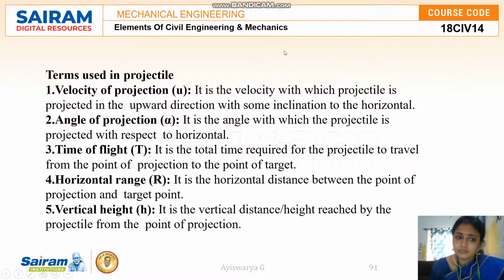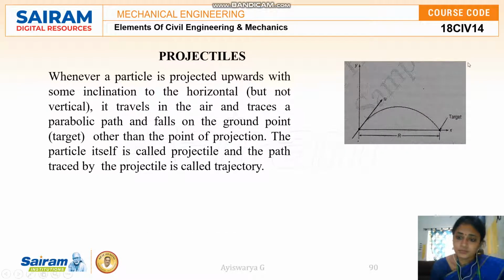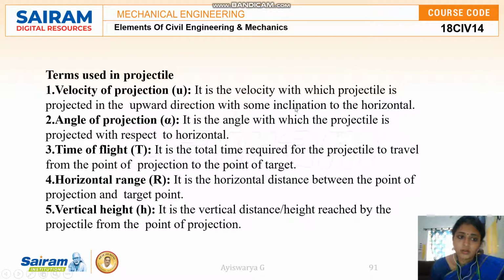There are some terms used for projectile motion: the velocity of projection, angle of projection, time of flight, horizontal range and vertical height. The velocity of projection is the velocity with which the projectile is projected in the upward direction with some inclination to the horizontal. The second one is the angle of projection, the angle with which the projectile is projected with respect to the horizontal.